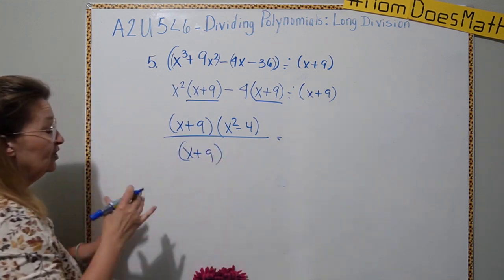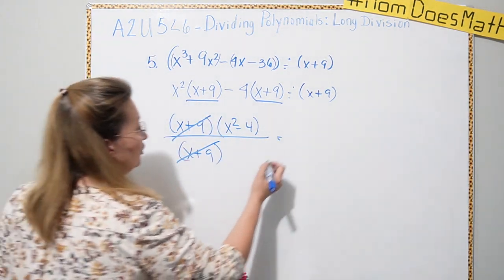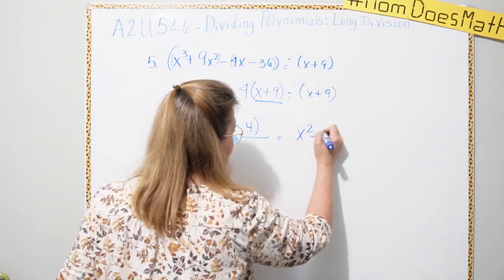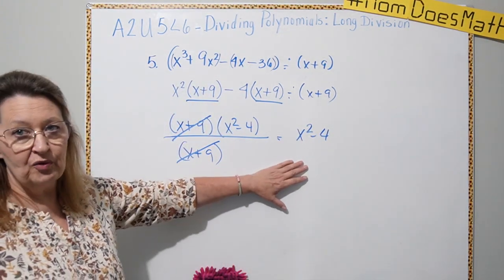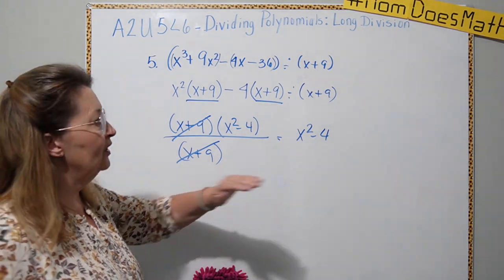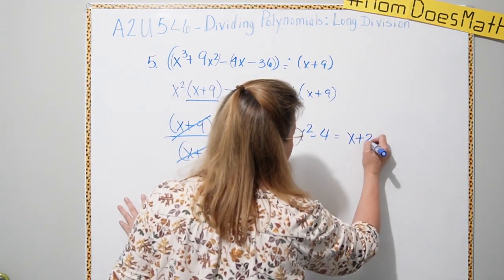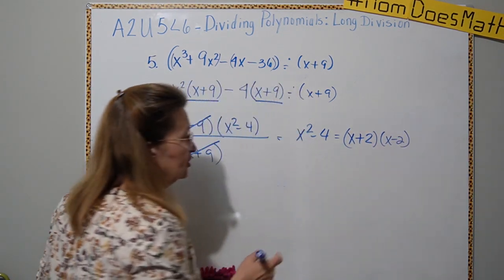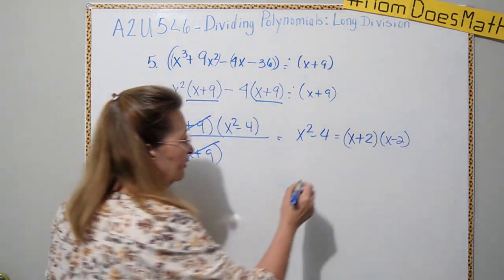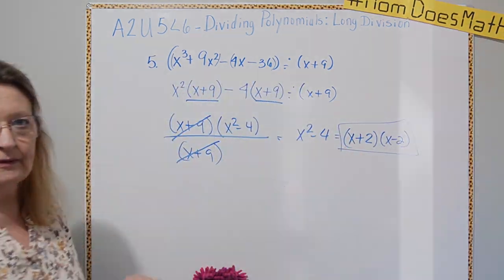So now you can already see these two things cancel out. And what you have left is x squared minus 4. But hold on, because you can factor x squared minus 4. So you have to go ahead and factor it on out. And this would be x plus 2, x minus 2. And I just used the difference of two squares formula. So this is what the correct final answer would look like.